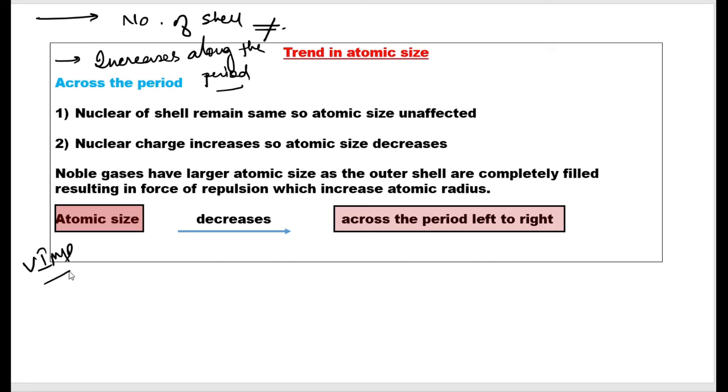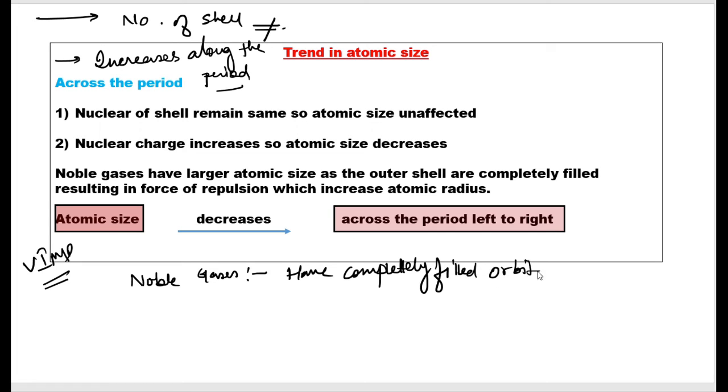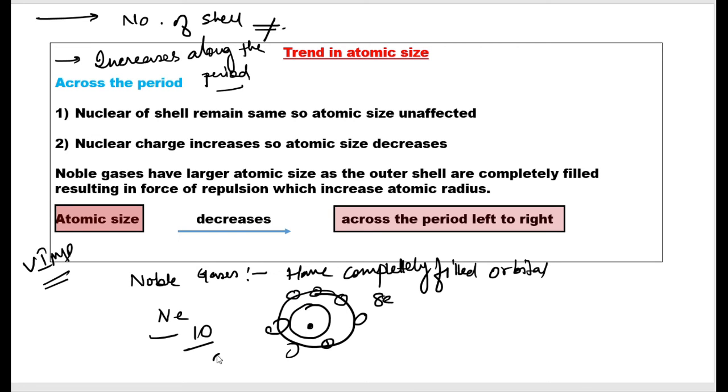important for the noble gases, they have completely filled orbitals. Suppose I am taking the example of neon. Atomic number is 10. So this is a nucleus, first shell, second shell. It will have 8 electrons, because the configuration is 2, 8.